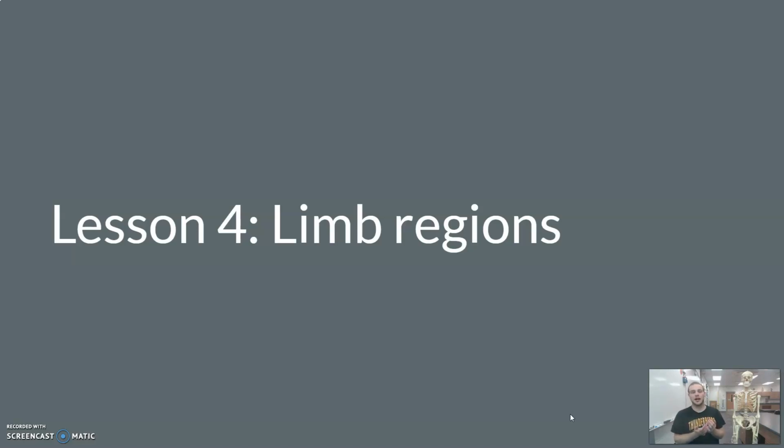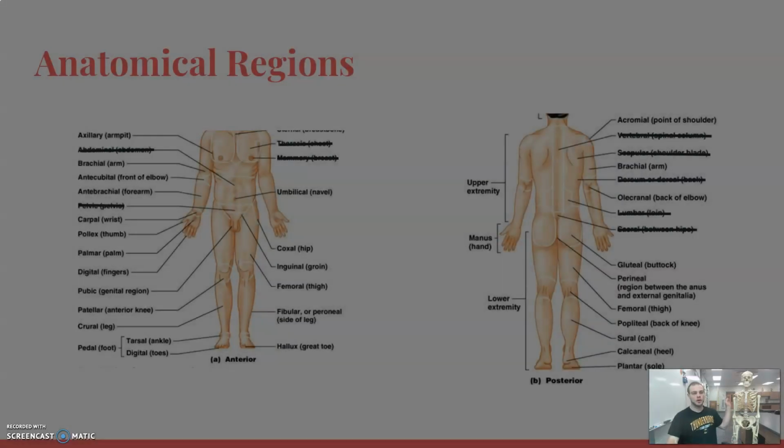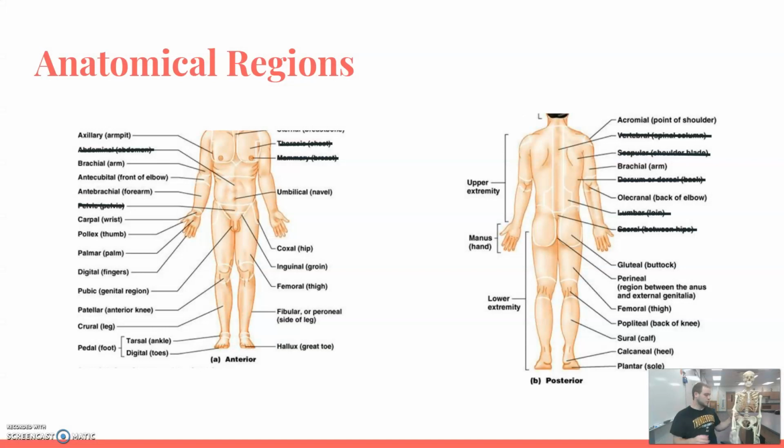Today we're going to take a look at the limb regions. Yesterday we took a look at the head and torso regions. Today we're going to look at the arms and the legs. So, our anatomical regions, you can see here I have them all over. The ones that we talked about yesterday I do have struck out, but we're going to start with the arm.